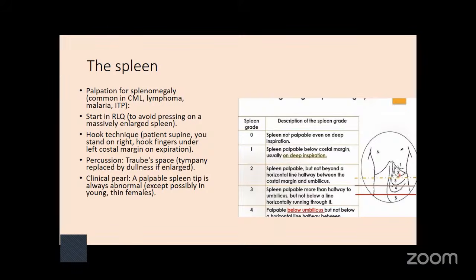If you have not yet palpated the spleen, you may be at the subcostal area on the left side. You want to tell the patient to take a deep breath and see if the tip of the spleen is going to hit your finger.